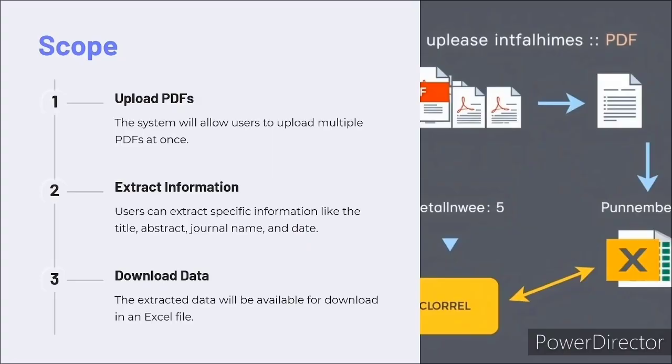The scope of the project is focused on enabling users to upload multiple PDFs at once. It also allows users to extract specific information like title, abstract, journal name, and the date, and to download that data into an Excel file. We aim to design the user interface to be as simple as possible, making it easy for anyone to operate.